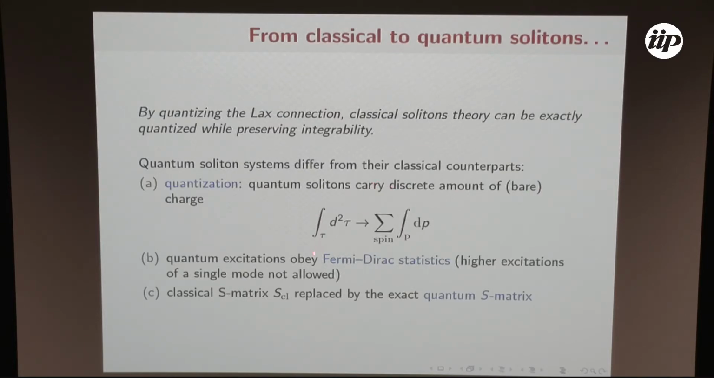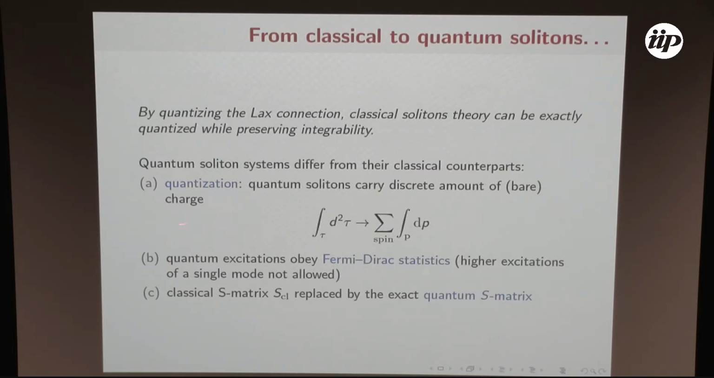So instead of having a continuous variable tau, my soliton action variable, which basically is two-dimensional, it has two real degrees of freedom, what you will have is one discrete degree of freedom, which is the quantized spin, and then one continuous degree of freedom, which is the momentum of a quantum soliton.